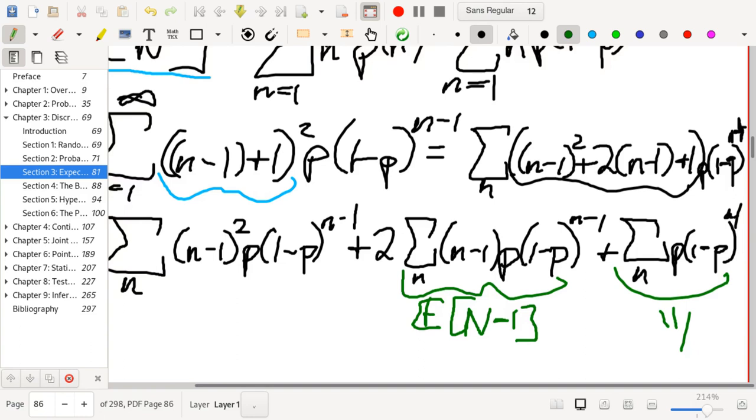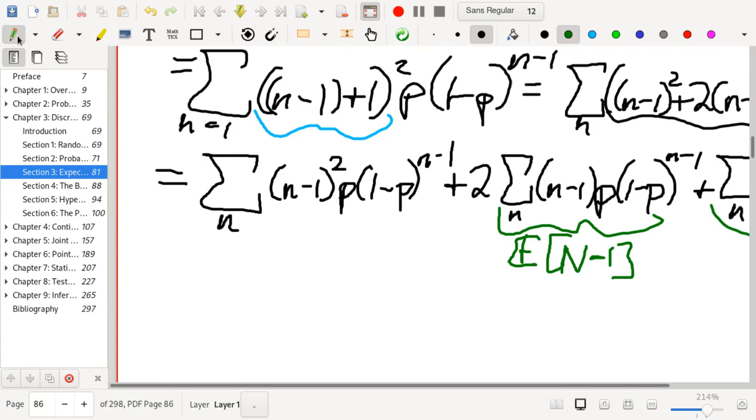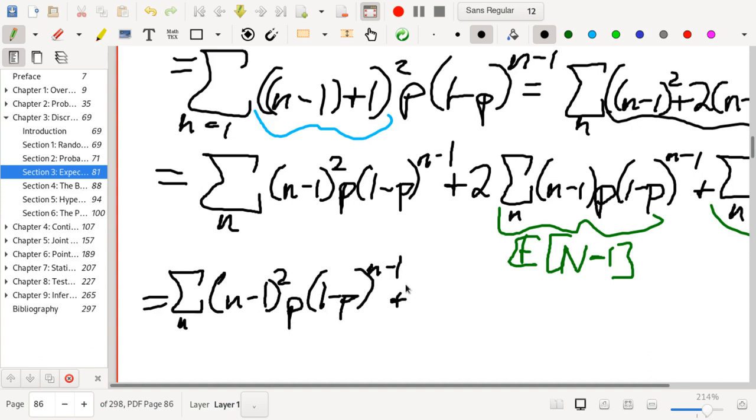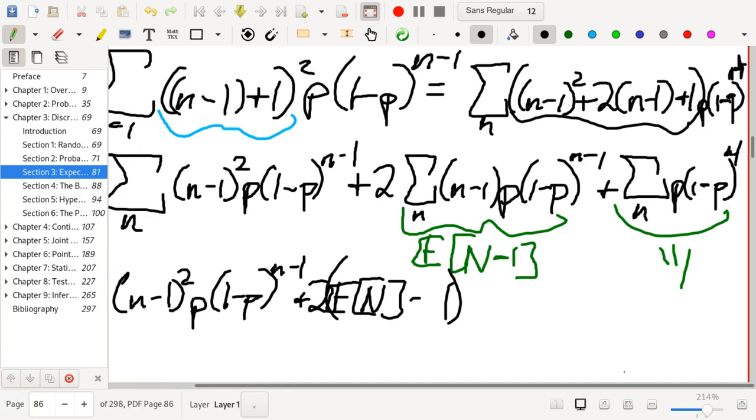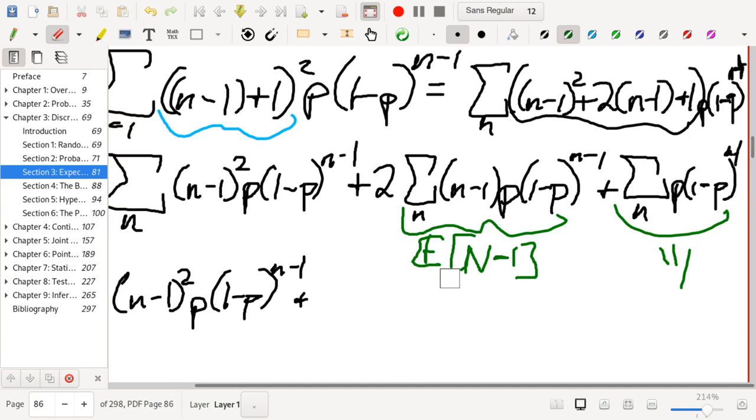Collecting our stuff and recognizing those substitutions, we have the sum over n of (n minus 1) squared p (1 minus p) to the power n minus 1, plus 2 times the expected value of n minus 1, which I can write that way because we have that linearity property that I proved a few minutes ago, and then plus 1. Doing some even further simplification, we recognize that the expected value of n is equal to 1 over p. So the term that we're adding is 1 over p minus 1. So we've got plus 2 over p minus 2 plus 1, which simplifies into plus 2 over p minus 1.